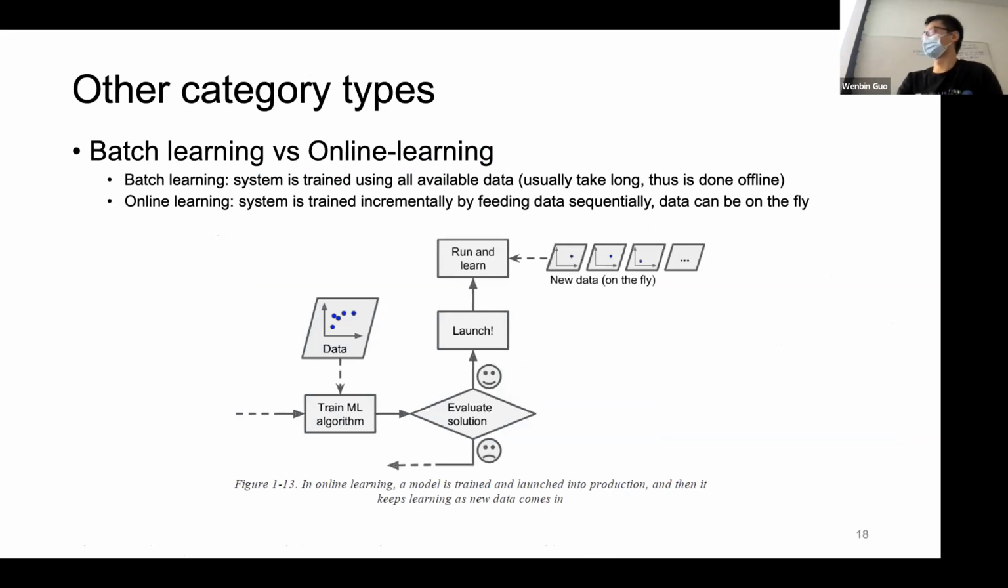There are also other categories of learning, like batch learning or online learning. Batch learning usually refers to the system being trained using all available data. So it usually takes long, and that is done offline. Online learning is where the system is trained incrementally by feeding the data sequentially, so data can be fed on the fly. The advantage is that online learning can scale up to a really huge data set. The limitation is that when the data quality goes bad on the fly, the performance will probably go bad.